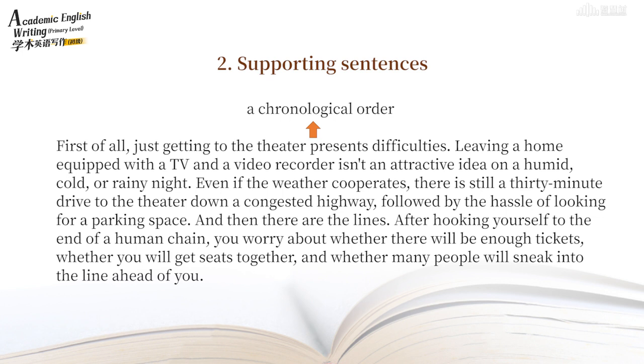And then there are the lines. After hooking yourself to the end of a human chain, you worry about whether there will be enough tickets, whether you will get seats together, and whether many people will sneak into the line ahead of you. The chronological organization of the evidence in this paragraph shows the reader that to go to the theater, a person has to suffer difficulties every step of the way. So the argument is coherent, persuasive, and powerful.